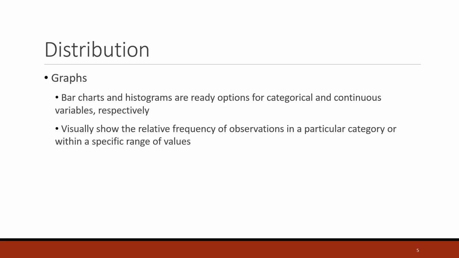Okay, so we've seen how we can take a look at the distribution in a table. We can also create graphs to allow us to visualize our distribution. So bar charts and histograms are good options for categorical and continuous variables respectively. And they do allow us to see the relative frequency of observations within a particular category for a categorical variable, or within a specific range of values for a continuous variable. And we will see examples of both of these types of graphs in some later slides.